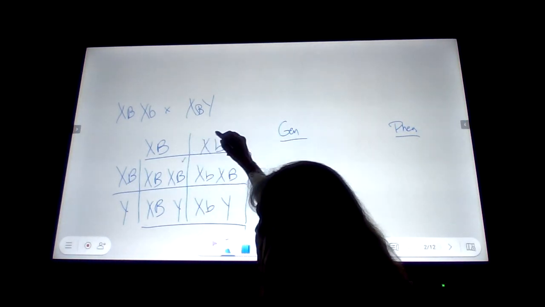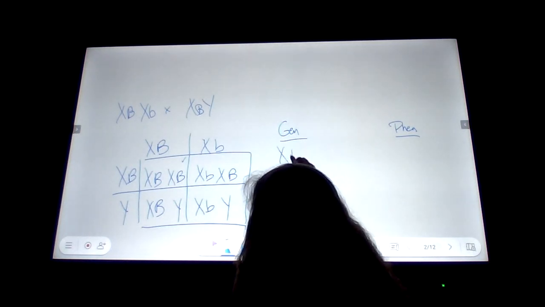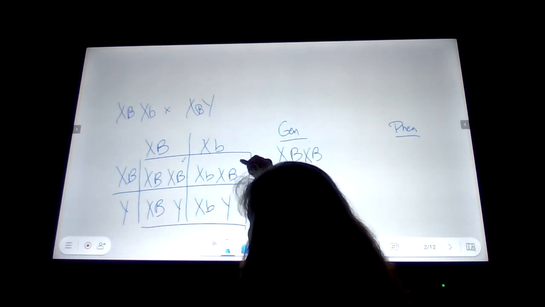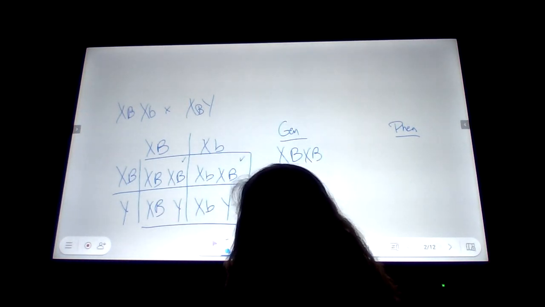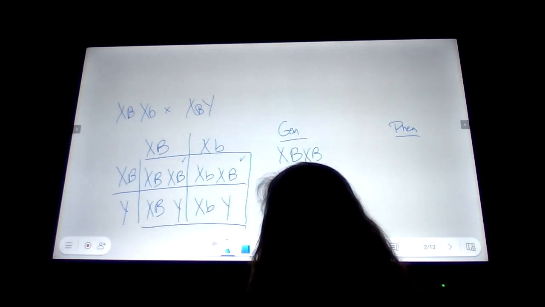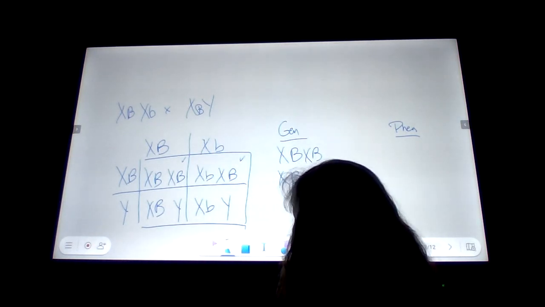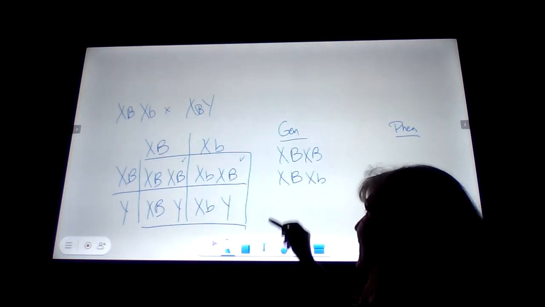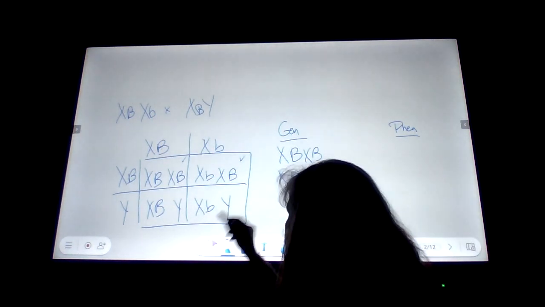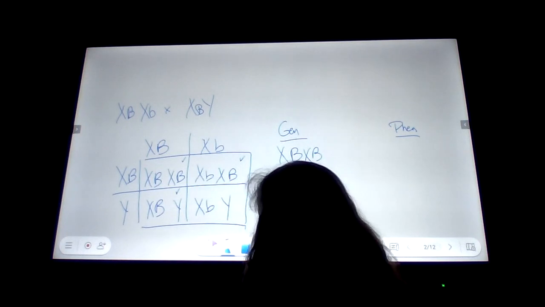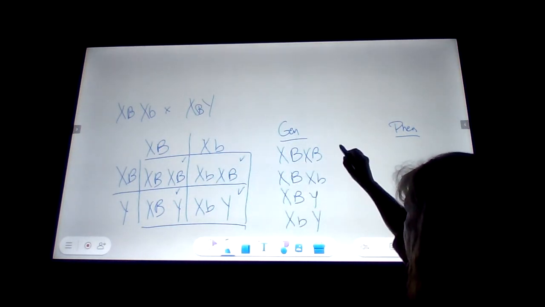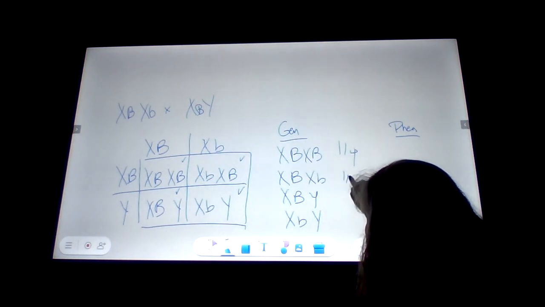I've got an X big B, X big B. I've got an X big B, X little b. Again, X big B, X little b is the exact same thing as X little b, X big B. I just like to put the dominant alleles first. I've got an X big B Y, and I've got an X little b Y. Okay? So I've got a 1 out of 4 in all of these.